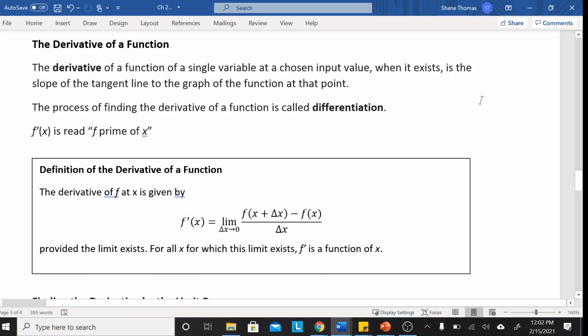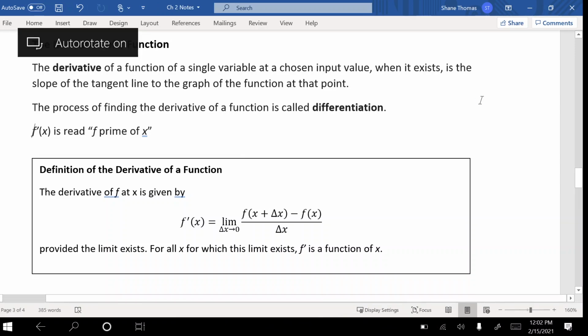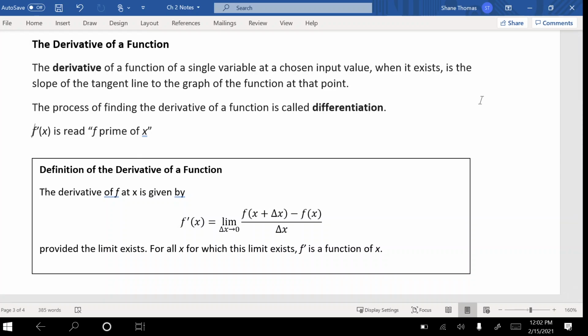Derivatives. Pick up where we left off the other day. The derivative of a function at a single chosen input value, when it exists, is the slope of the tangent line to the graph of the function at that point. And the process to find the derivative of a function is called differentiation.